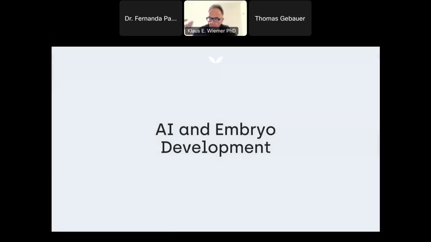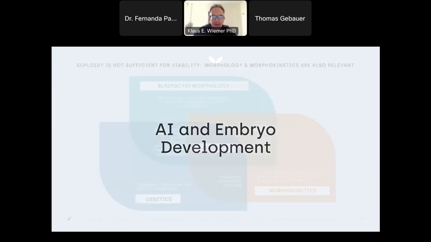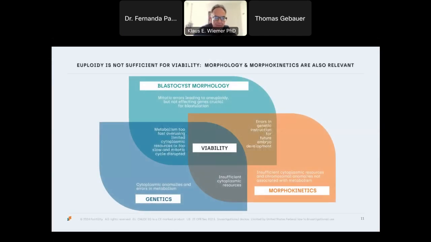So what I'm going to touch on now is how AI and embryo development have worked together and have really unraveled some of the myths that we have about how embryos develop. And some of you may say, well, let's just do embryo biopsy. Well, my argument is that euploidy, the ploidy status, is insufficient for viability because morphology and morphokinetics are really important.